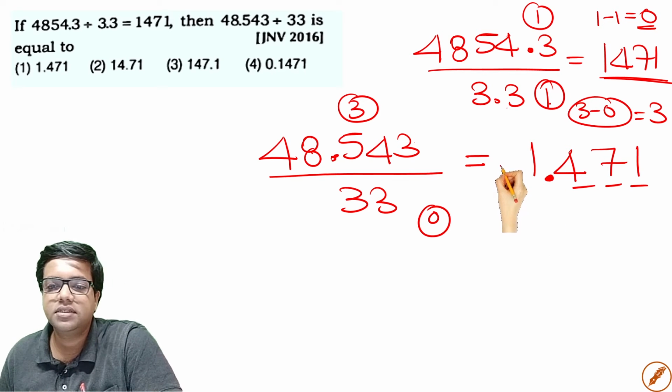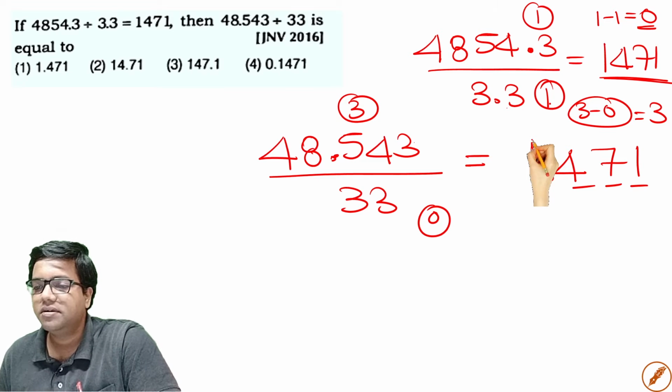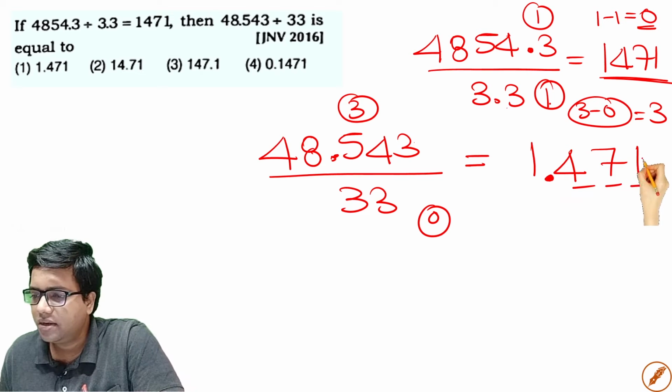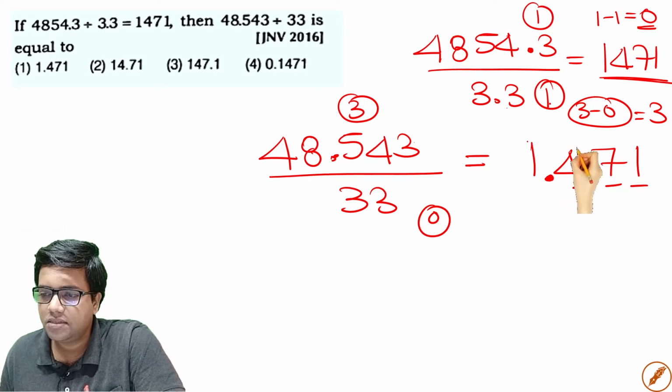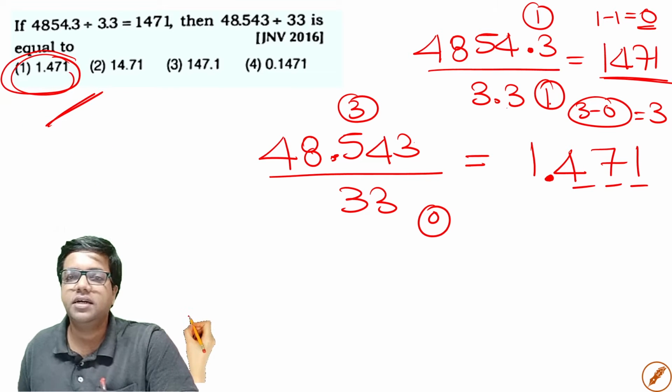Are we clear with this? Right? Anyway, okay. So this is how we have to find the answer as well. So 1.471 is available in our option 1. Option 1 is the right answer for this question.